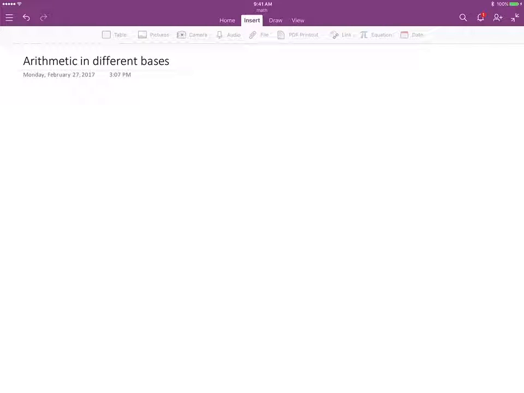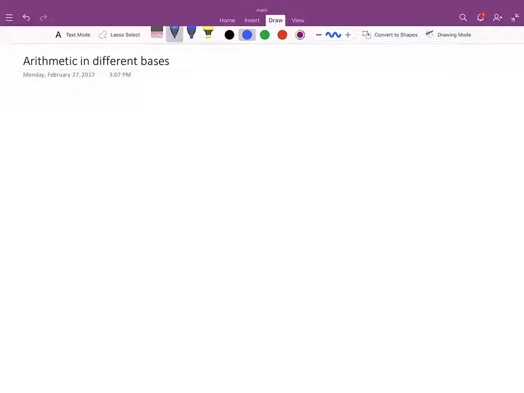Okay, so now we're up to the good stuff. We're up to how do you do some arithmetic in different bases. So I'm going to do two quick examples here. What if you had the number 3A8 base 16 and you had to add it to C19 base 16?